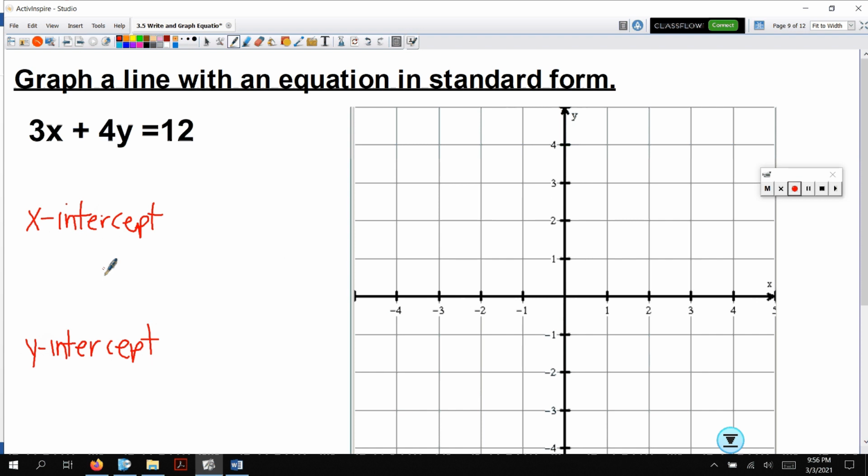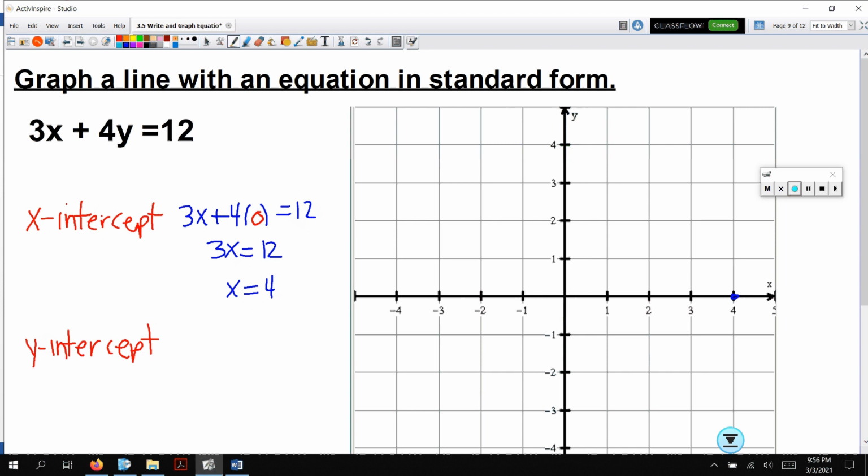So when we're finding the x and y intercepts, we just plug in 0 for y. So 3x plus 4 times 0 equals 12. 3x equals 12. Divide by 3, x equals 4. Plot a point on the x-axis where x equals 4.